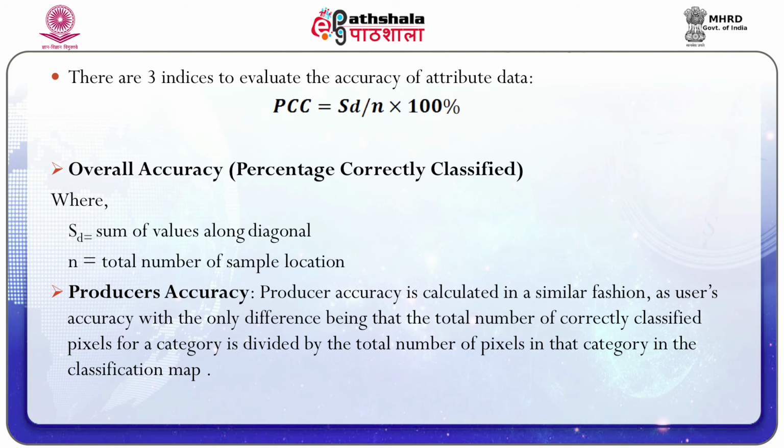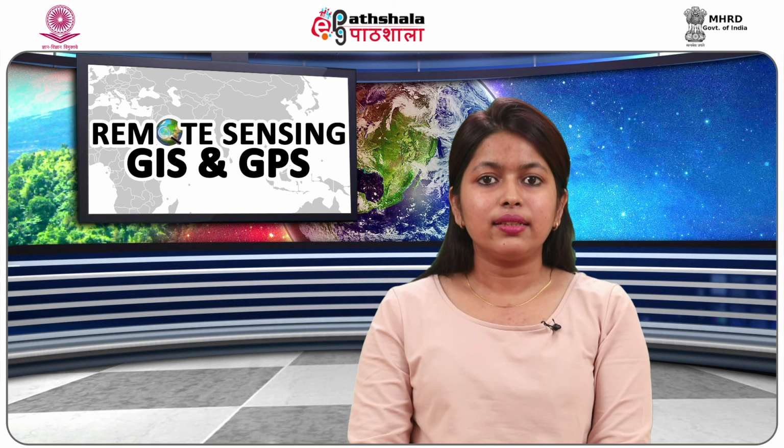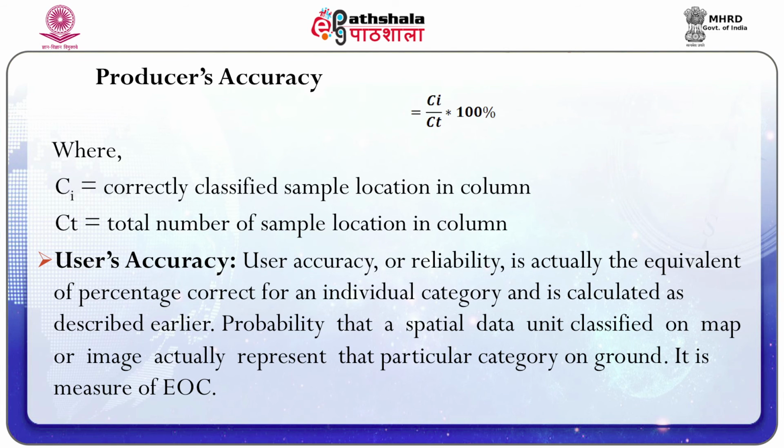Producer's accuracy. Producer accuracy is calculated in a similar fashion to user accuracy, with the only difference being that the total number of correctly classified pixels of a category is divided by the total number of pixels in that category in the reference map, that is the column marginal or column total, instead of the total number of pixels in that category in the classification map. It is the probability of a sample spatial unit being correctly classified and is a measure of error of omission for the particular category to which the sample belongs, where Ci shows the correctly classified sample locations, Ct shows the total number of sample locations in the column, and the equation is given below.